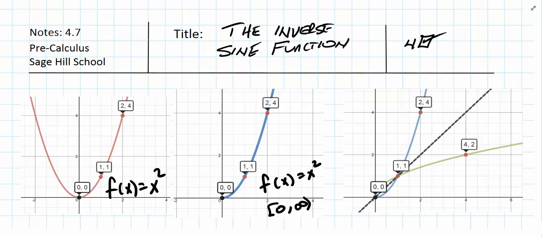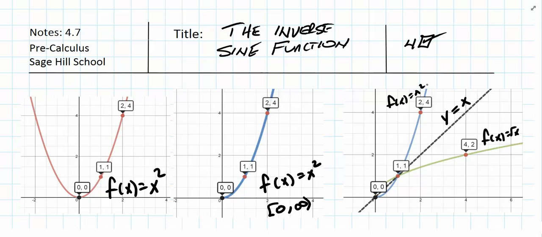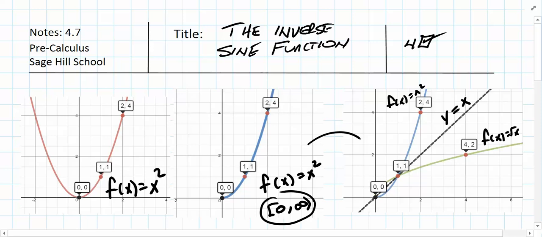So the third picture I have over there is still the same picture with all those points 0, 0, 1, 1, and 2, 4, but with the inverse on there. This is the line y equals x, and I have clearly drawn for you how to get the inverse, which is that green graph right there. The inverse, the green graph, is the function f of x equals the square root of x, and this is the function f of x equals x squared. So we can't start to talk about the inverse of a function that's not one-to-one until we restrict the domain, and then we can finally talk about the inverse of that function.